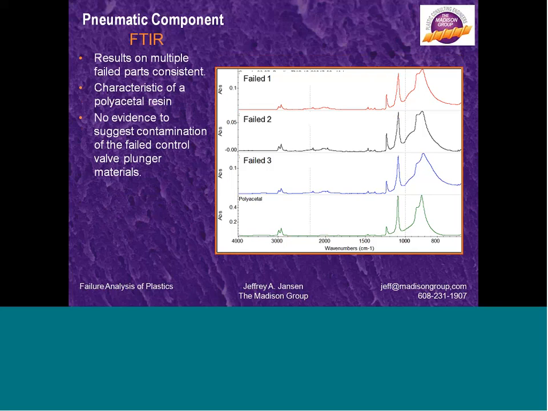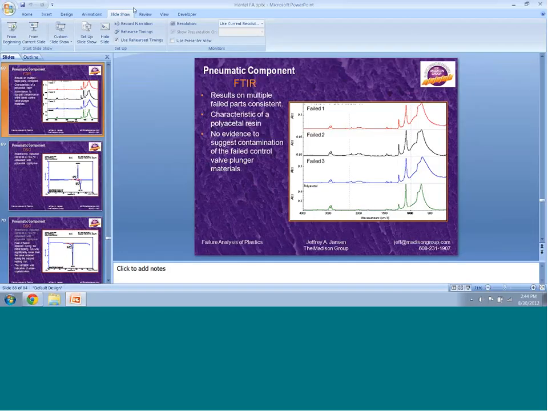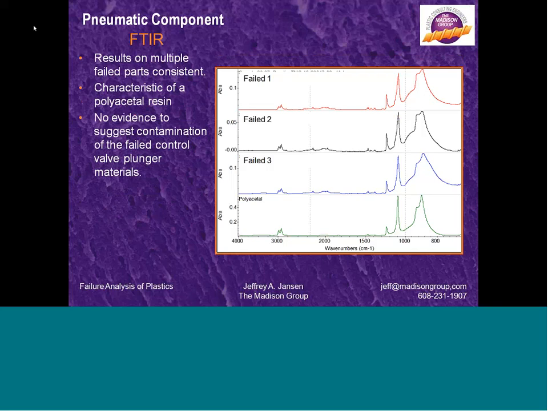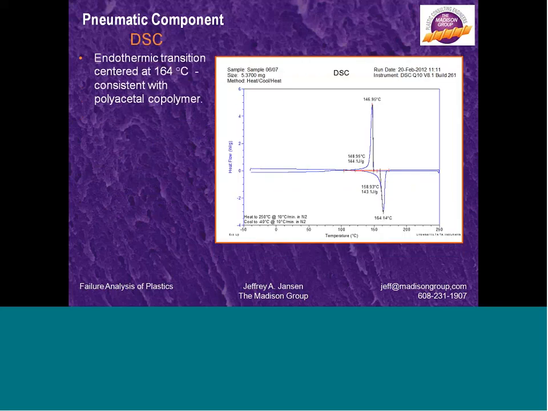We did a test called infrared spectroscopy, or Fourier transform infrared spectroscopy, FTIR. We got results characteristic of a polyacetal resin. There was no evidence to suggest contamination of the failed or control plunger materials. We did differential scanning calorimetry, or DSC. In this case, we're looking to evaluate the melting point. The FTIR tells us that it's a polyacetal, but it can't tell whether it's a homopolymer or a copolymer. The DSC then, by melting point, 164, was consistent with a polyacetal copolymer.